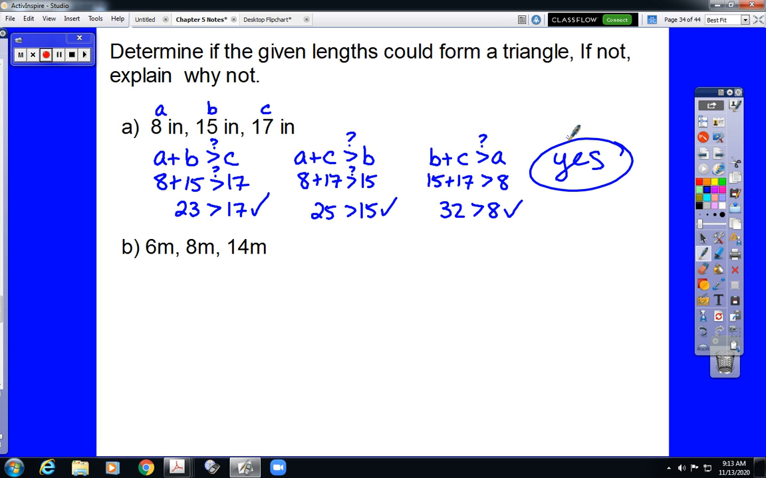Okay? All right, just pause the video and try the second one on your own before you listen to the solution, see how you did.